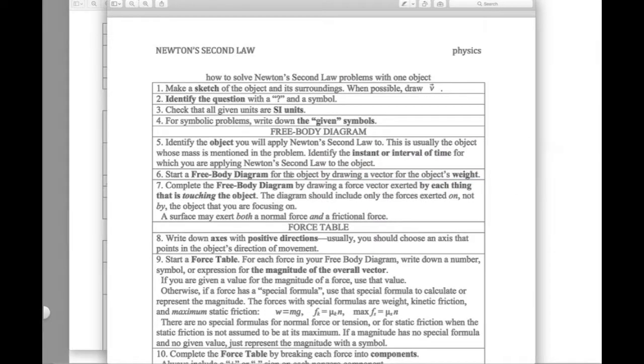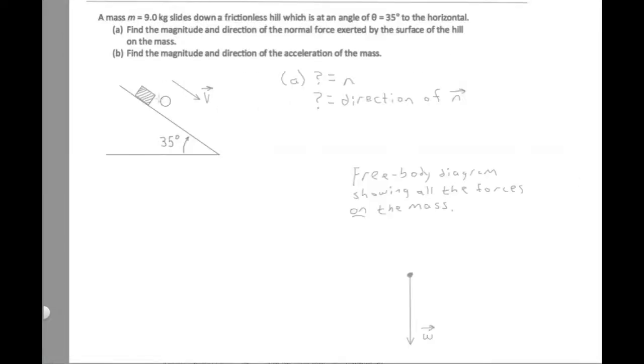So we've completed this step. We started the free body diagram by drawing the vector for the object's weight. Now we continue the free body diagram by identifying the things that are touching the object. What's touching this mass? Well, the hill is touching the mass, and so the hill can exert a force, and I hope that you recognize that the hill fits into the class of things that we would consider a surface. So that means that the hill is going to exert a normal force. The hill will exert a normal force on the mass.